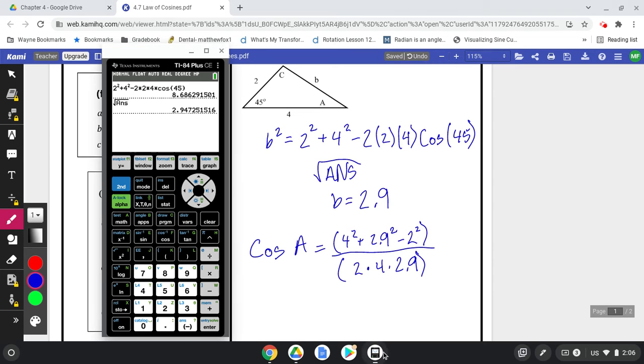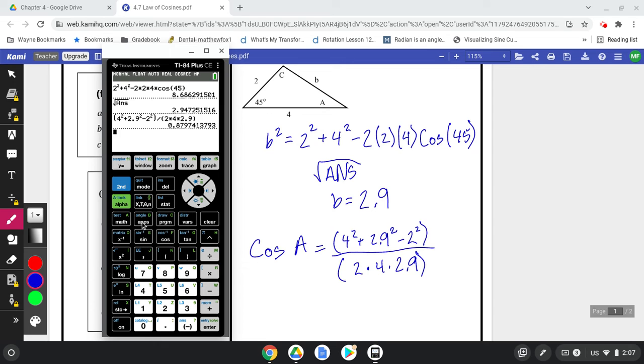So we take our calculator, make sure you put parentheses, then 4 raised to the second, plus 2.9 raised to the second, minus 2 raised to the second. All of that divided by, now on the bottom, make sure you close it in parentheses, or order of operations will screw up your answer. 2 times 4 times 2.9, we close it, hit enter, and we're not quite done.